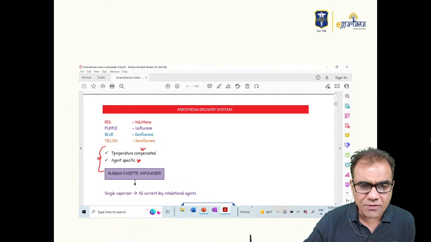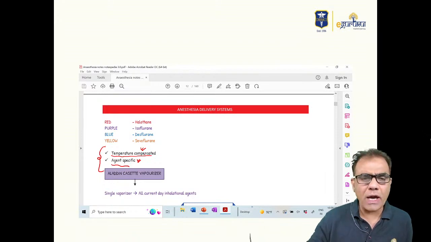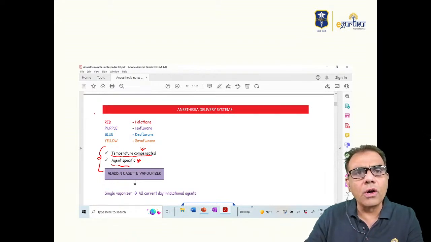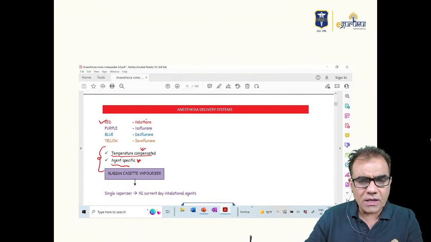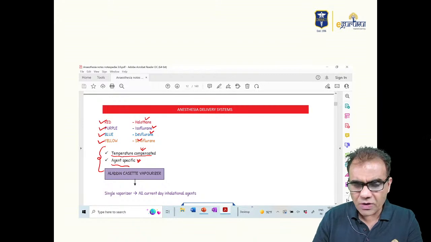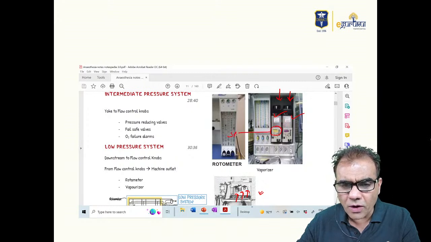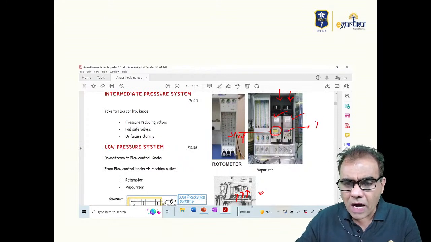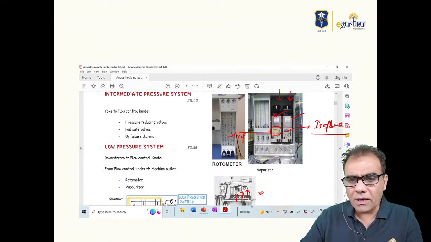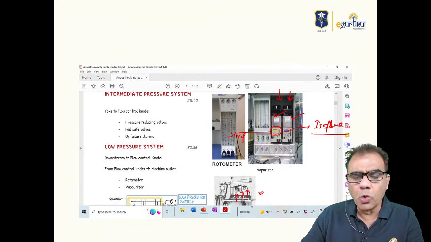Secondly, they are agent specific, meaning you cannot fill one agent into the other's vaporizer, and that is why they are color coded. So red color vaporizer will be halothane, purple isoflurane, blue desflurane, and yellow is sevoflurane. Like if we see in our diagram, you can see this yellow mark. So that means this is a sevoflurane vaporizer. You see this purple mark, meaning that is your isoflurane vaporizer. Fine. So desflurane will be blue color.